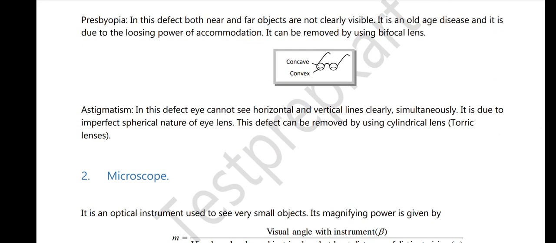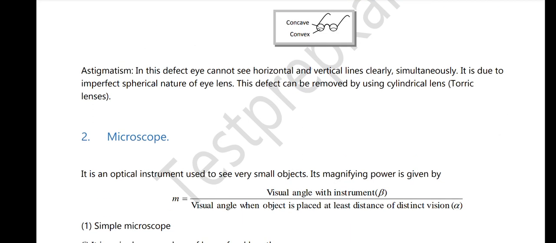And some other eye defects are also there, like presbyopia. It is the defect that both near and far objects are not clearly visible. It is an old age disease, due to losing the power of accommodation, and it can be removed by using bifocal lenses. Old age people use spectacles that have bifocal lenses, so they can see both far and near distance a little bit, not fully.